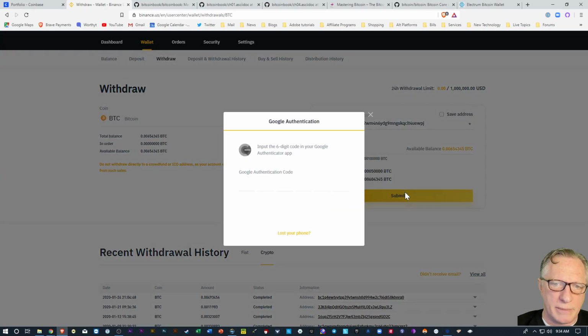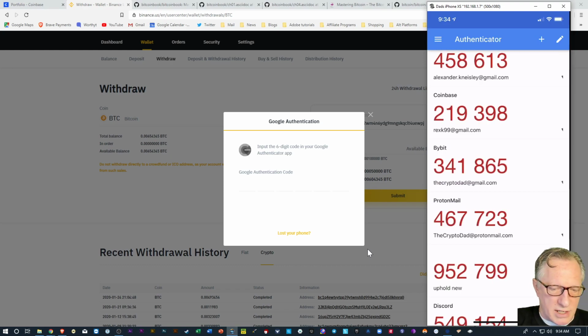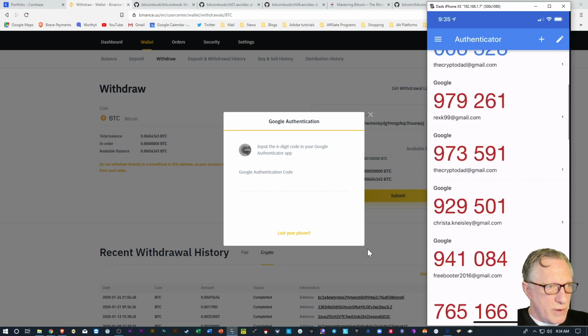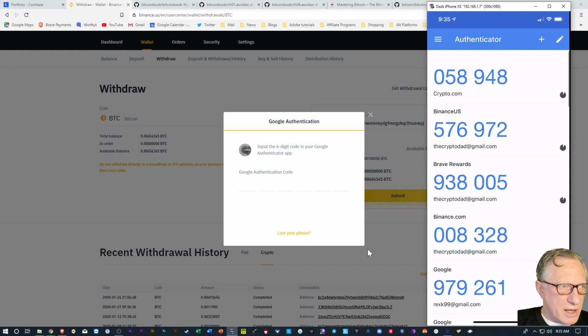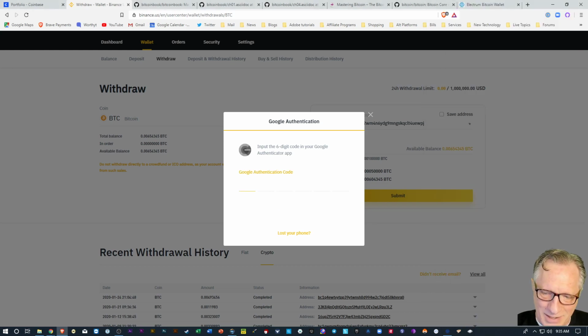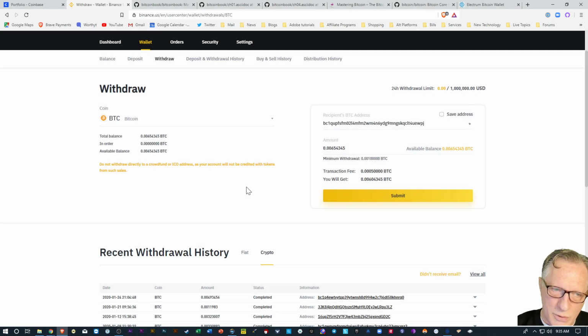I'm going to hit submit, and it wants my code, right? This is my protection that I put on my Binance US account. No one can withdraw except me, and only if I have my phone. All right. So 576972.